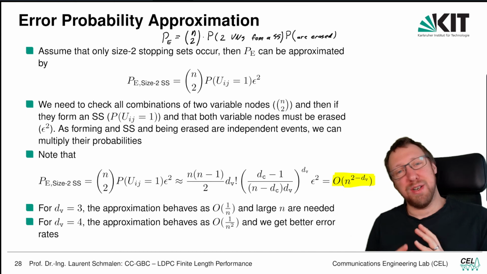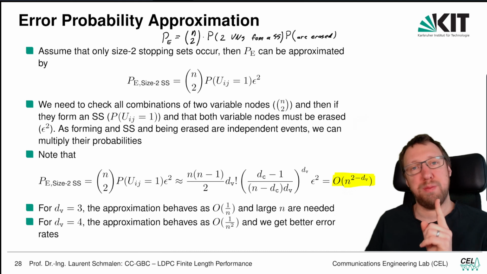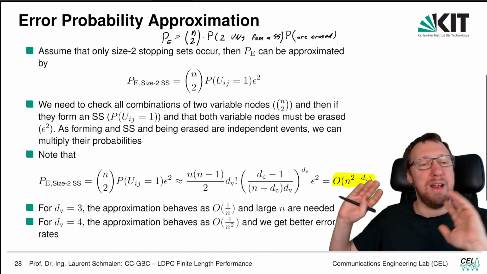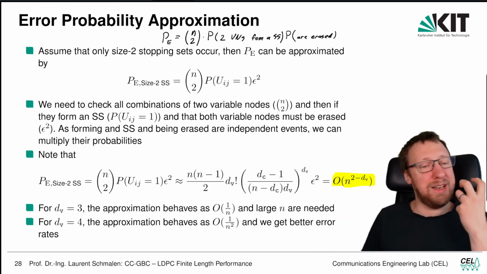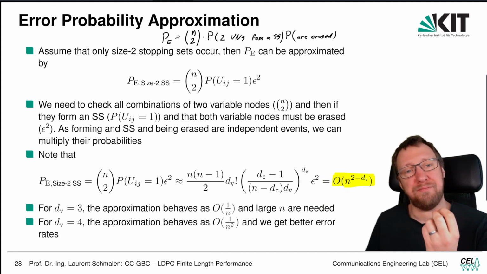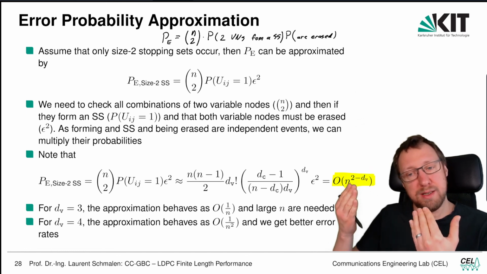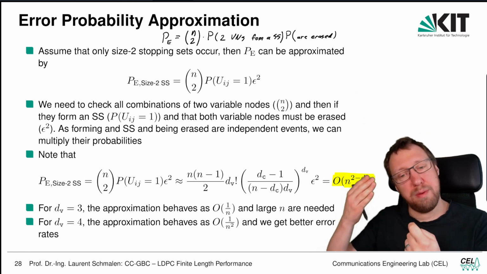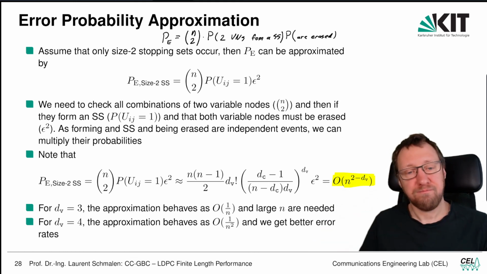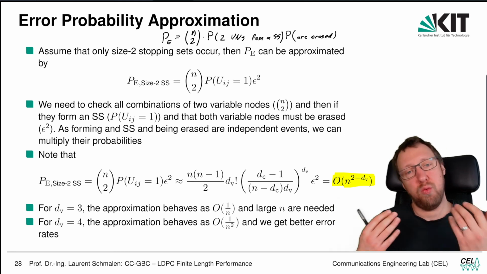This is kind of in contradiction to the threshold. We saw for the threshold that dv equals 3 is much better, but the threshold assumes that we have no cycles, the graph is perfect, everything is perfect. And now here we see that dv equals 3 actually leads to rather bad codes in terms of stopping sets. dv equals 4 will give us much, much better codes because the error probability will decrease much faster, and we need a smaller n. That's something we're going to see in a little bit more detail later when we make this a little bit more rigorous.